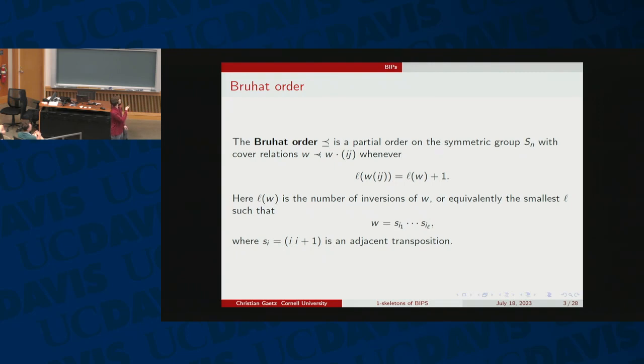I have cover relations. A permutation is less than a permutation multiplied by this transposition. This is a cover relation whenever the length increases by exactly 1 when I do that. And here the length is the number of inversions of W, or equivalently the fewest number of these simple transpositions that I need to write W as a product.